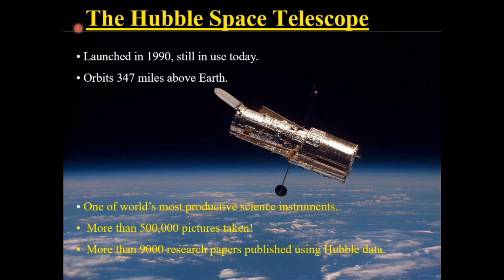The Hubble Space Telescope is probably the most famous telescope that was ever built. It was launched in 1990, which is 30 years ago, and still in use today. It orbits about 350 miles above the Earth, and it is arguably the world's most productive science instrument. It has produced more than 500,000 images of our universe, and more than 9,000 research papers have been published using data taken from this telescope. So it's been an extremely important asset and tool to professional astronomy and our understanding of the universe.